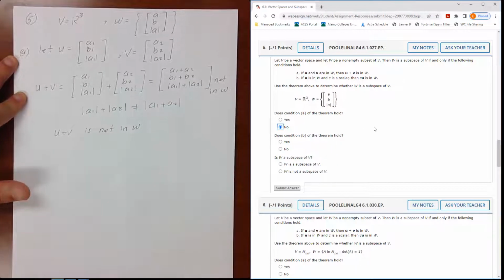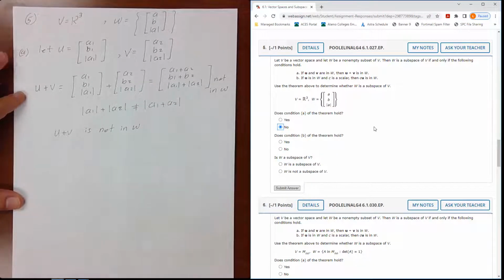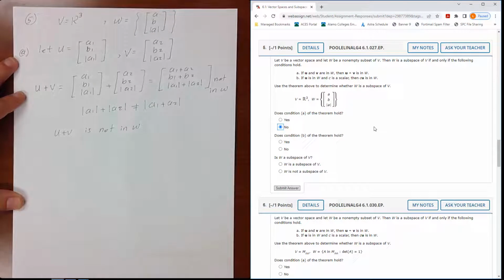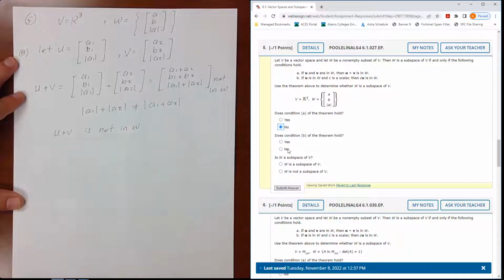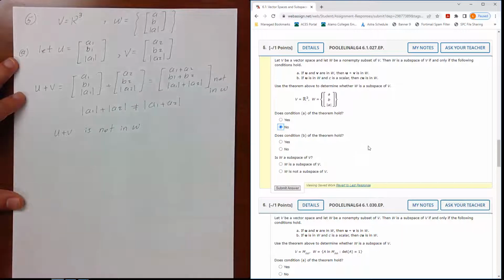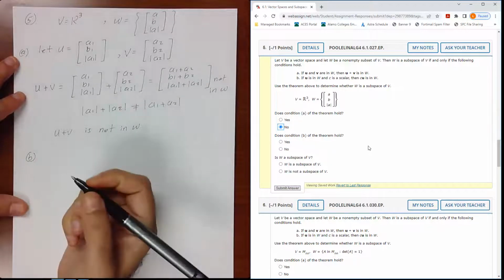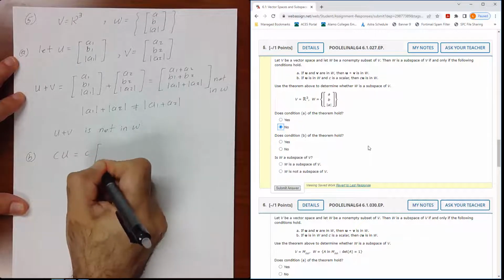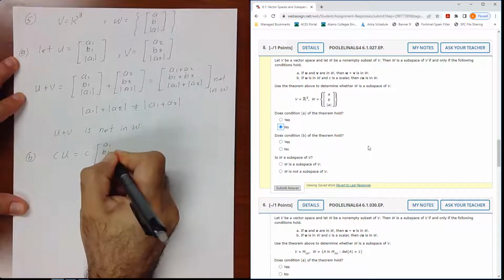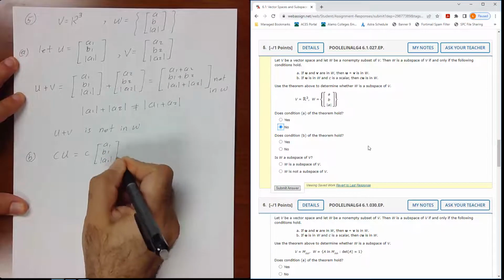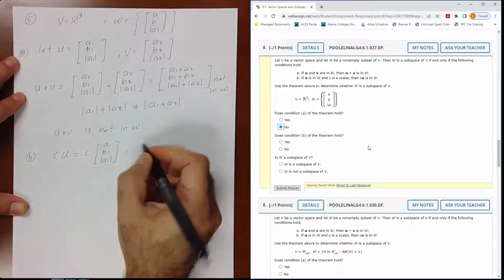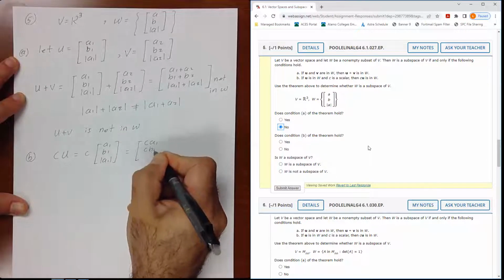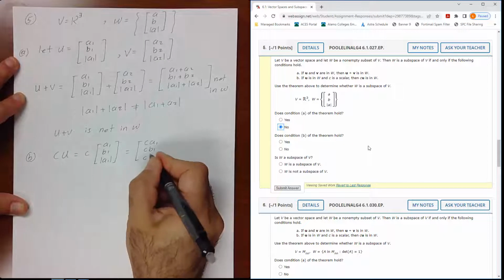Let's check whether the second condition is satisfied or not. In this case, if you just prove that the first condition is not satisfied, that means W is not a subspace. But here they ask you to check the second condition also. So let's check the second condition, which is C times U, equal to C times A1, B1, and the absolute value of A1. So in this case, this is going to be equal to CA1 and CB1, and here it is going to be C times the absolute value of A1.